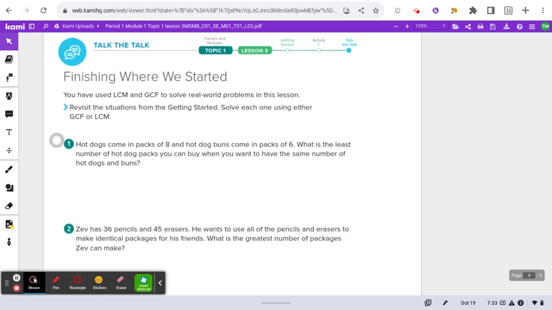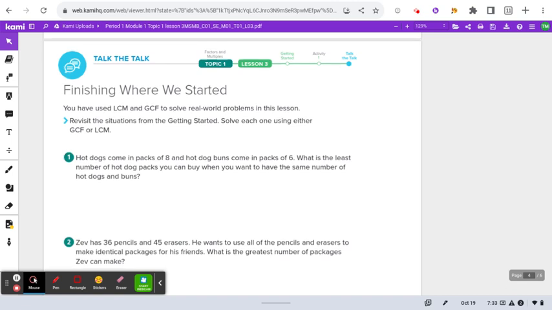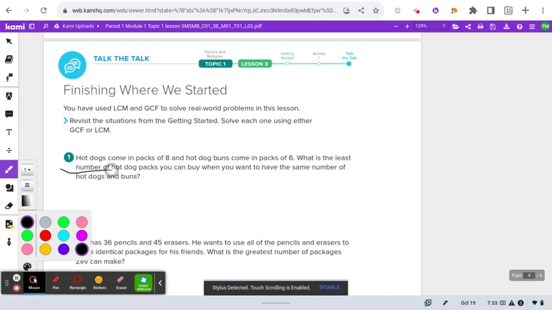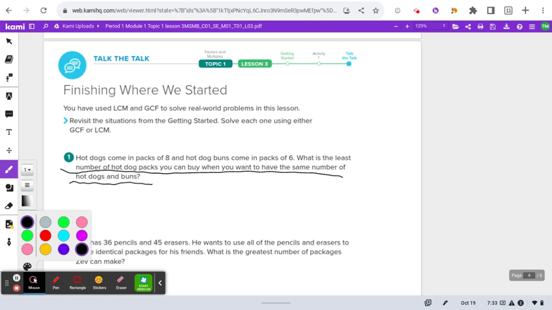So the first one is talking about packs of hot dogs and hot dog buns. And you want to see what is the least number of packs of hot dogs you can buy when you want to have the same number of hot dogs and buns. So for this one, you're going to be looking for the least common multiple. I would list the multiples of 6, and then I would also list the multiples of 8.